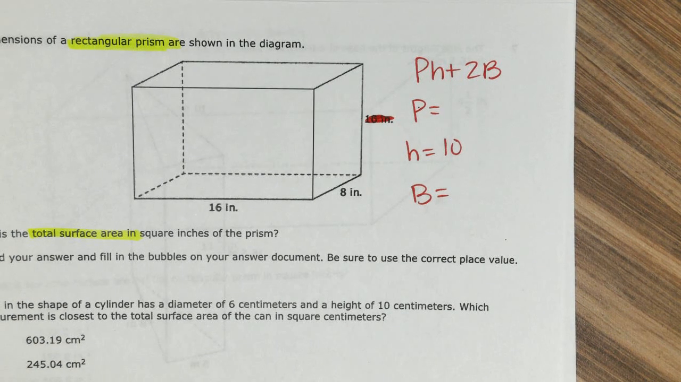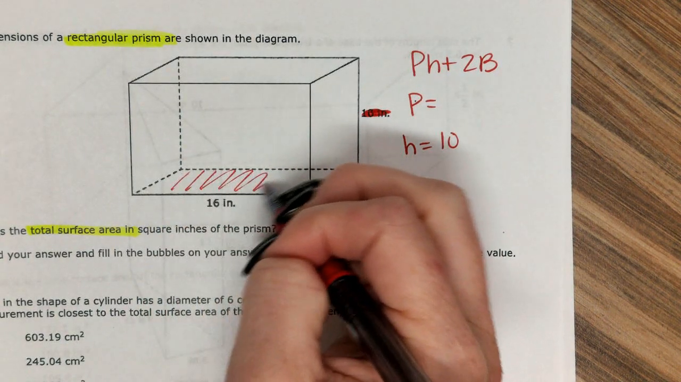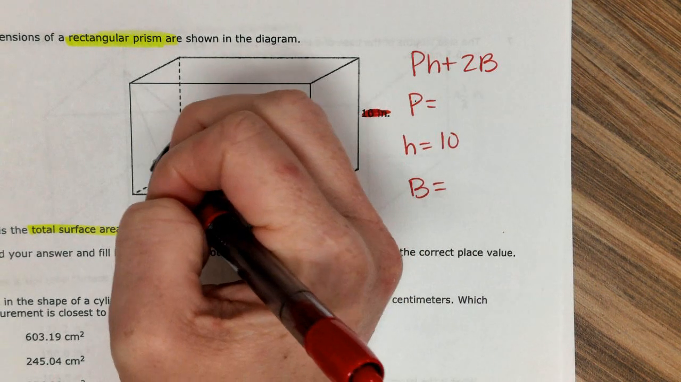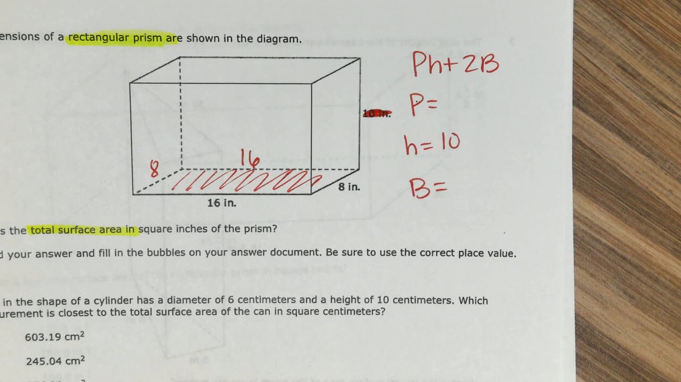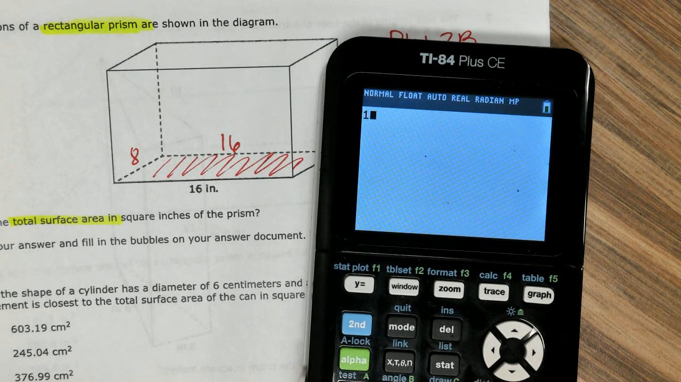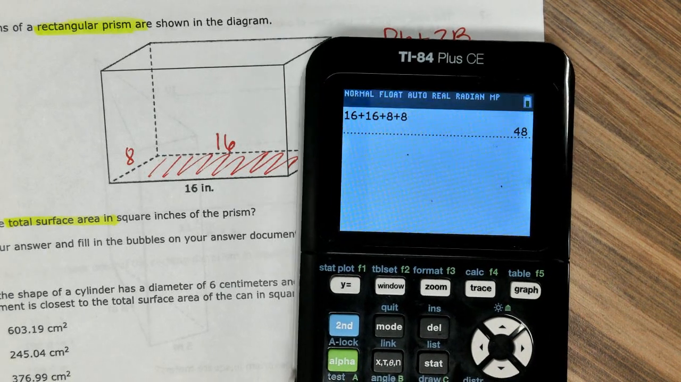P stands for perimeter of the base. So here's your base down here. If this side's 16, this side's 16. If this side's 8, this side's 8. So for perimeter of the base, you're simply going to add all 4 of those sides, and that's 48.